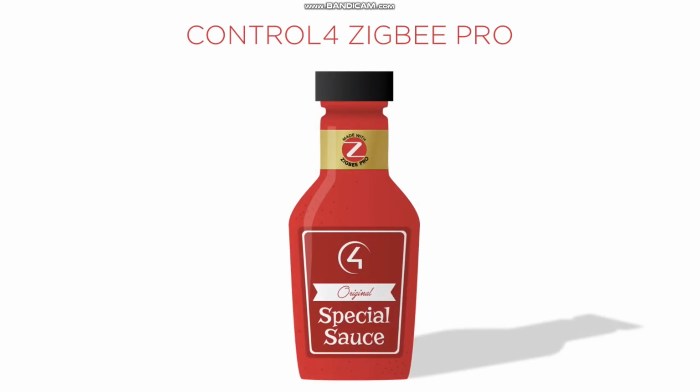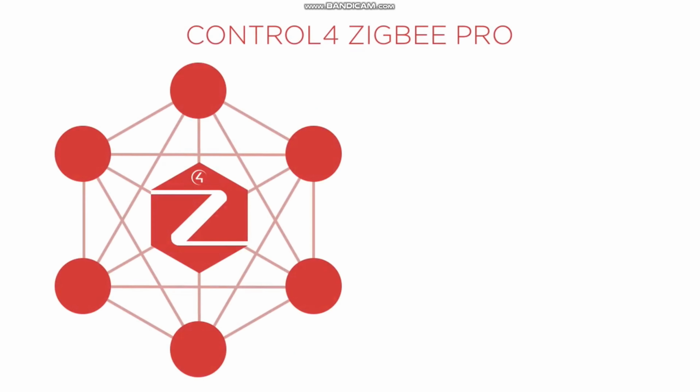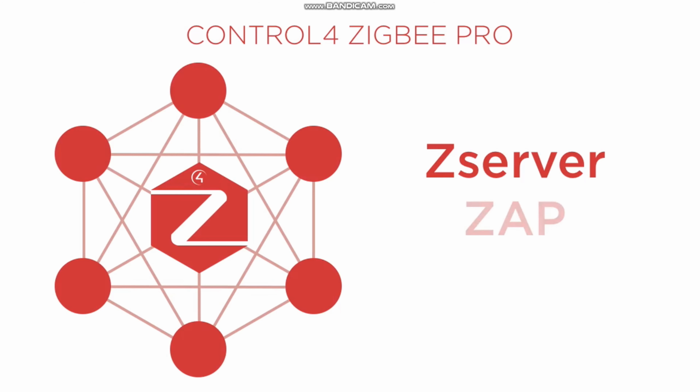This Control4 ZigBee special sauce is a purpose-built flavor of ZigBee that enables devices to communicate with and receive data from our automation system. The Control4 ZigBee Pro design includes a software application called the ZigBee Server, or Z Server for short. The Z Server receives communication from Director and prepares it for transfer to the ZigBee mesh network. ZigBee messages are broadcast from a radio antenna named a ZigBee Access Point, or ZAP.